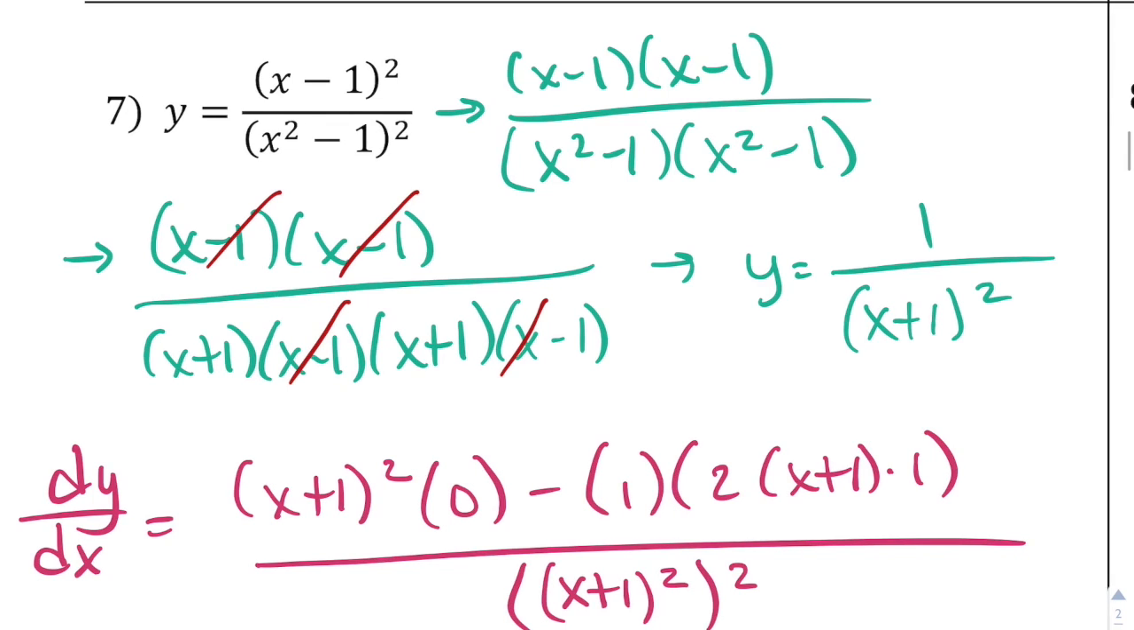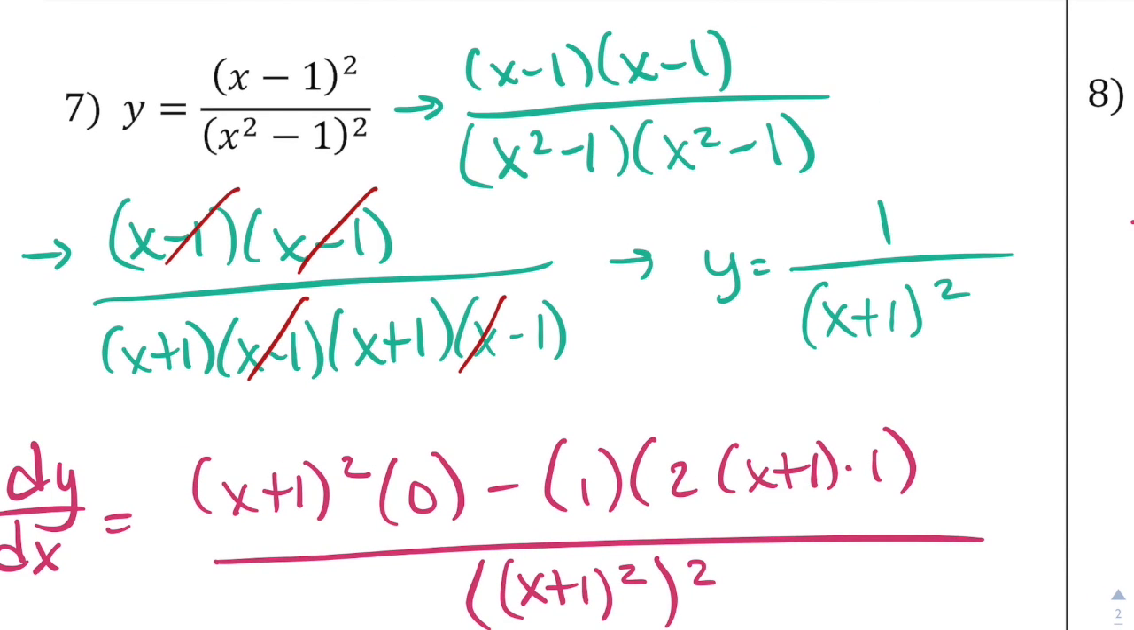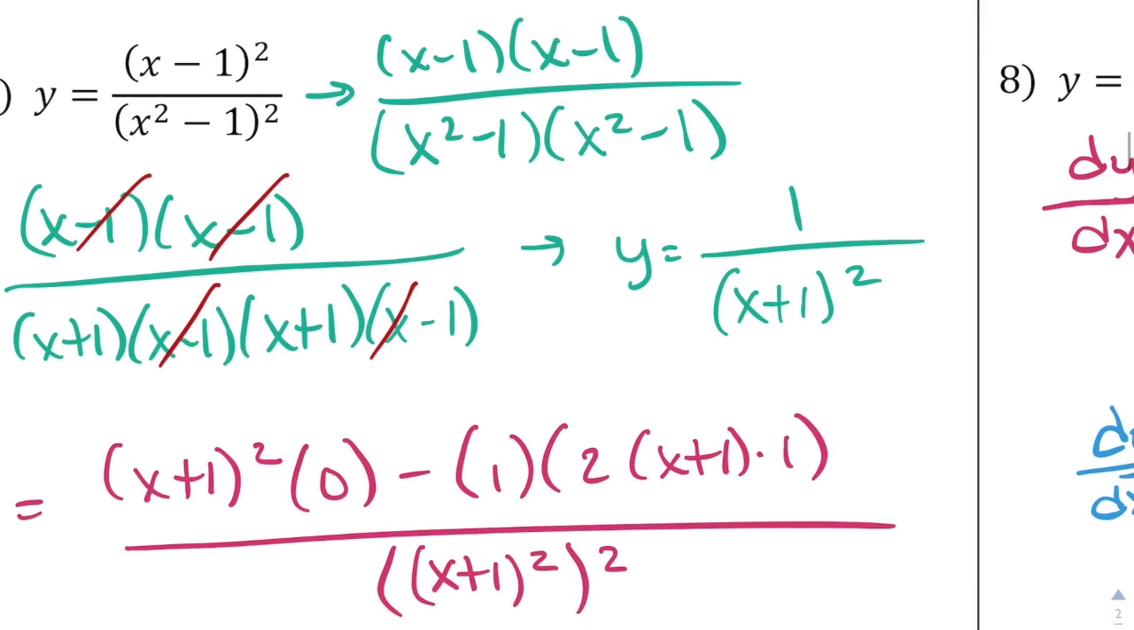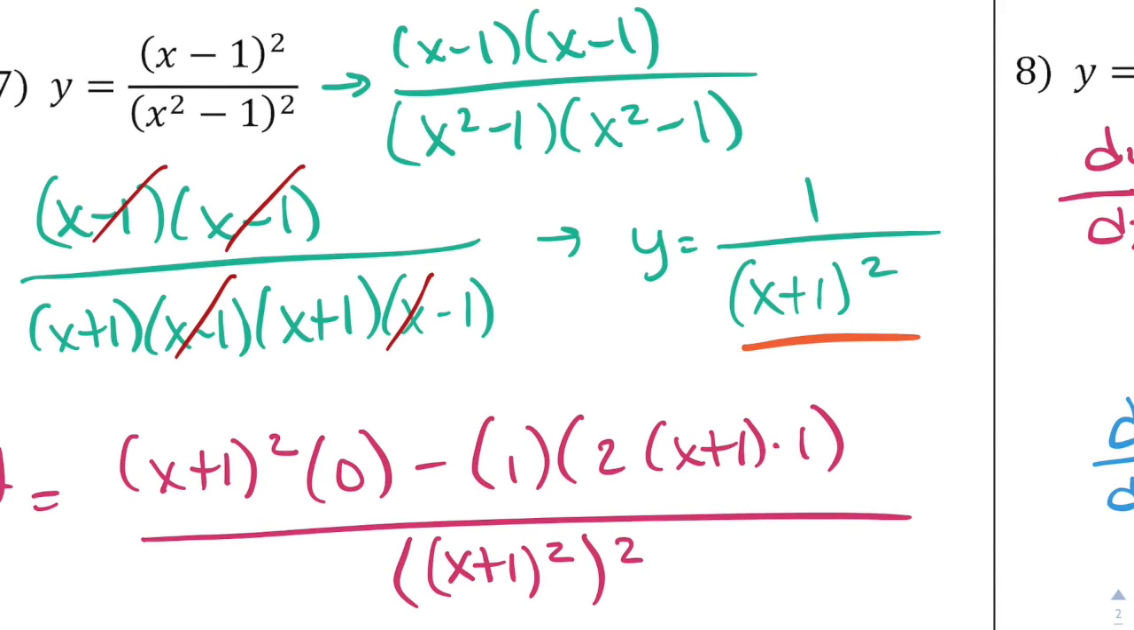You notice that rewritten, it looks like 1 over x plus 1 squared. I leave it in the squared form, and I'm going to worry about using the chain rule when I use my quotient rule. So these, again, this function is equivalent to this.